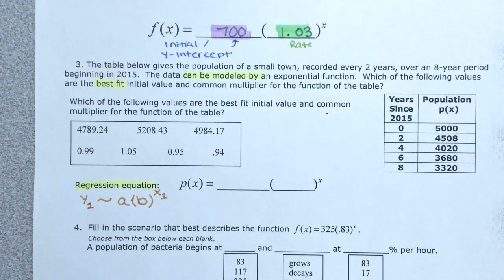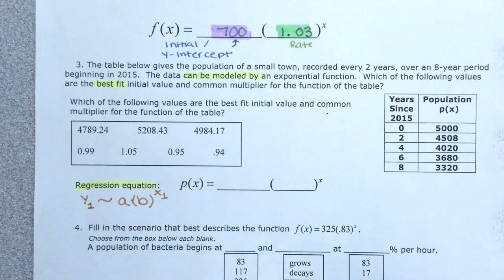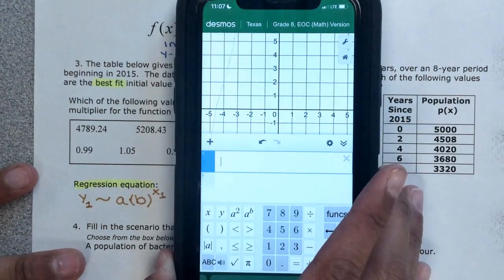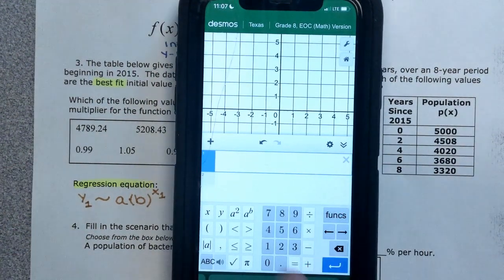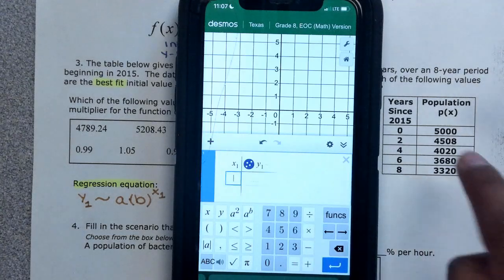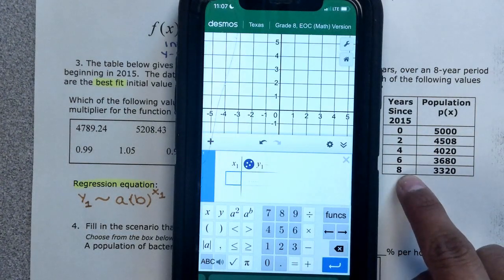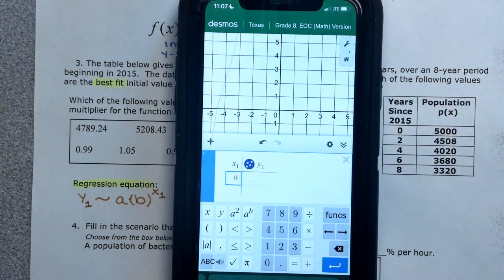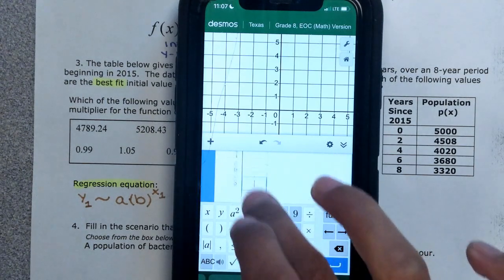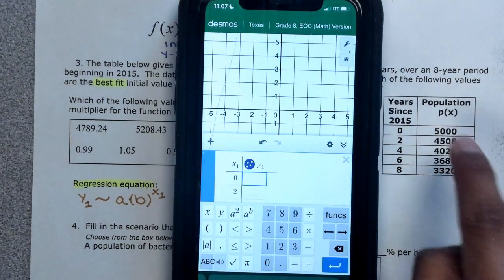So before we do that, we start typing in all of the values. So I'm going to pull out my calculator here for Desmos, and we're going to do plus table, and I'm going to insert all of these x values first. So 0, 2, 4, 6, 8. Then I'm going to go insert all of my y values.